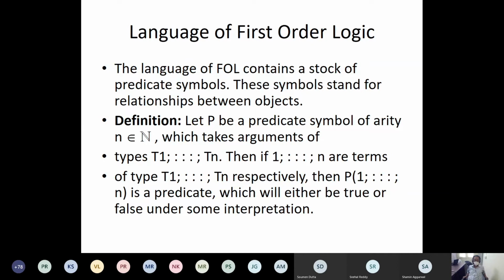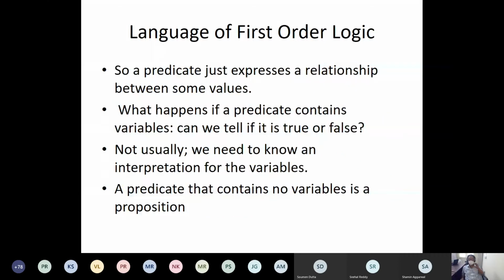Only thing is that they are relations, so they are either true or false. Anyway, of types t1 to tn respectively, then P applied to them is a predicate which will either be true or false under some interpretation. Okay? So we have now introduced predicates. A predicate just expresses a relationship between some values.